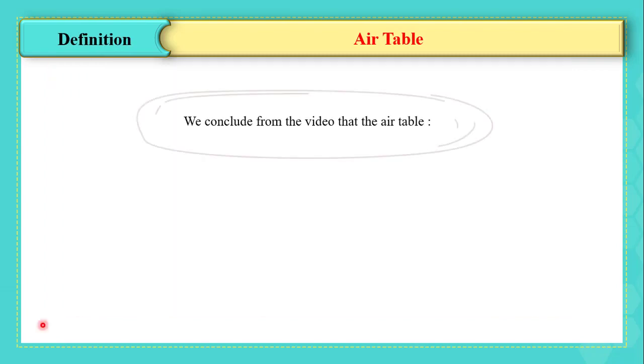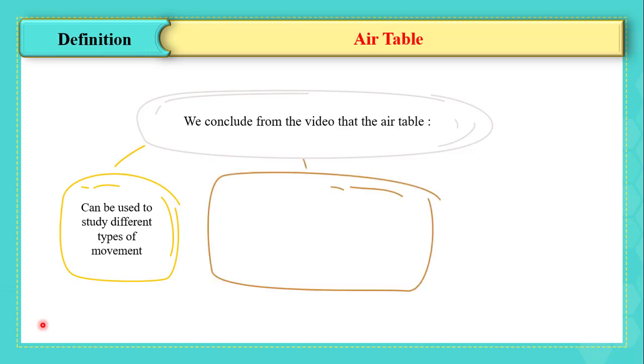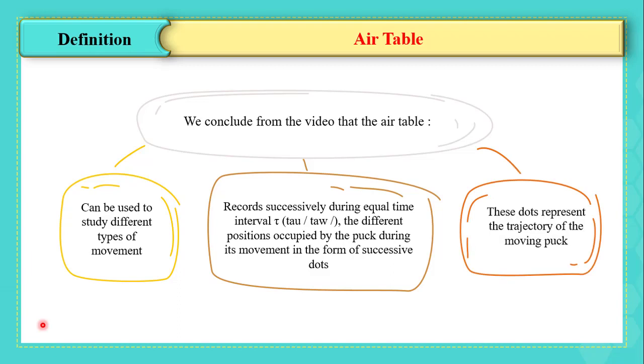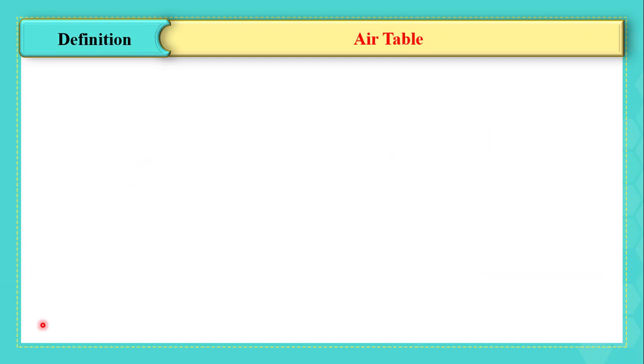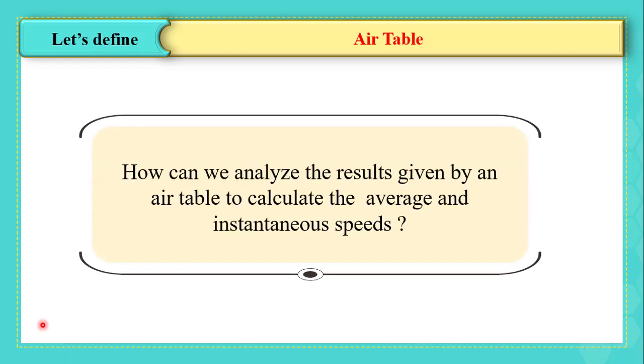We conclude from the video that the air table can be used to study different types of movement, recording successively, during equal time intervals tau, the different positions occupied by the puck during its movement in the form of successive dots. These dots represent the trajectory of the moving puck. But how can we analyze the results given by the air table to calculate the average and instantaneous speeds?